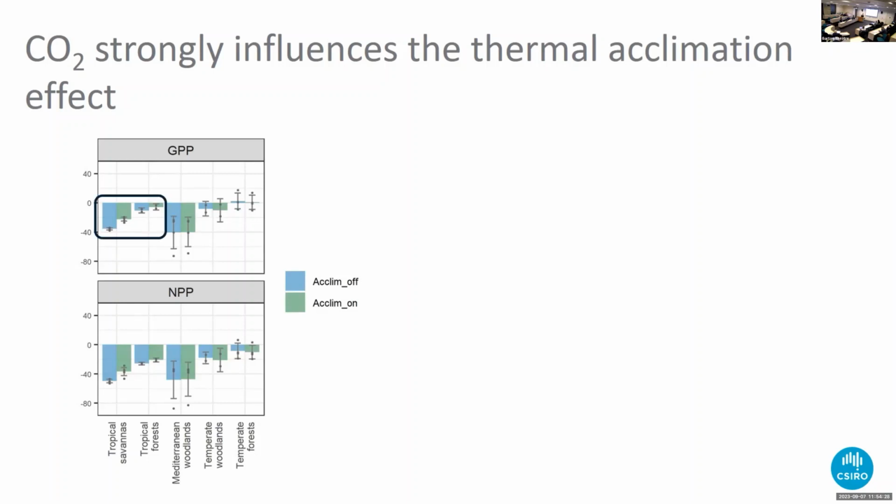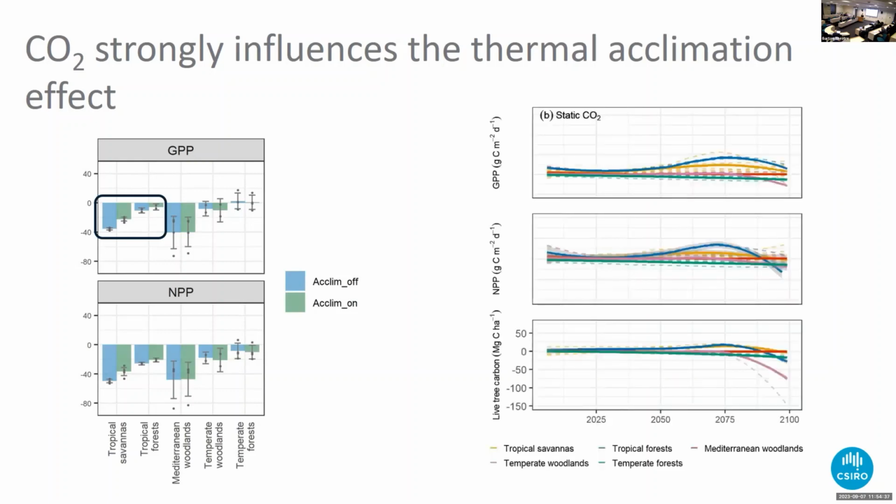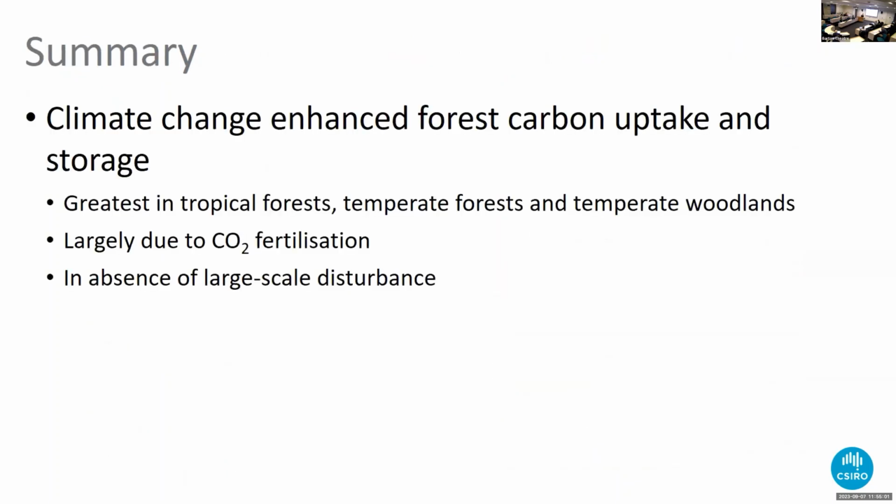And so finally, in summary, in our simulations, climate change enhanced forest carbon uptake and storage. The greatest effect was in tropical forests, temperate forests, and temperate woodlands. We can attribute that effect largely to CO2 fertilisation, but being careful to note that this is in the absence of any large-scale disturbances, such as enormous wildfires. And finally, thermal acclimation of photosynthesis matters. It has a large influence in tropical ecosystems with the highest absolute effect in tropical forests, but a really strong relative effect in tropical savannas, and its effect is much smaller in other ecosystem types.